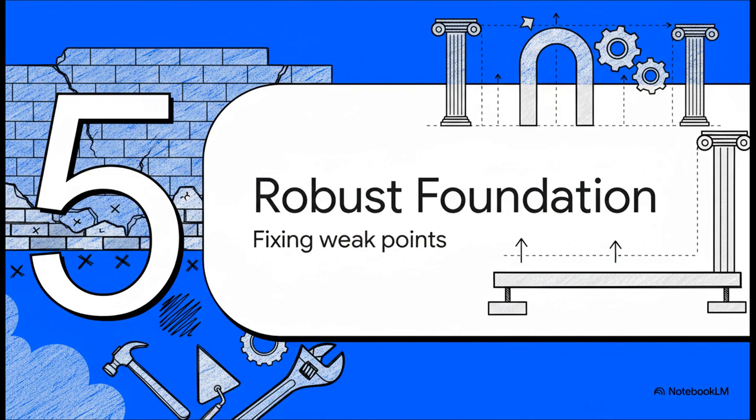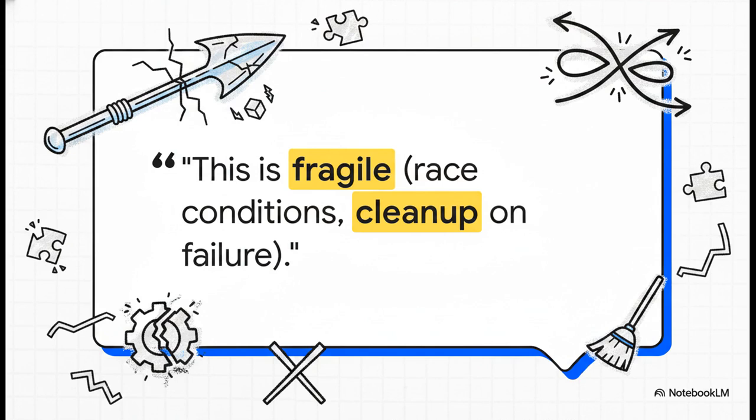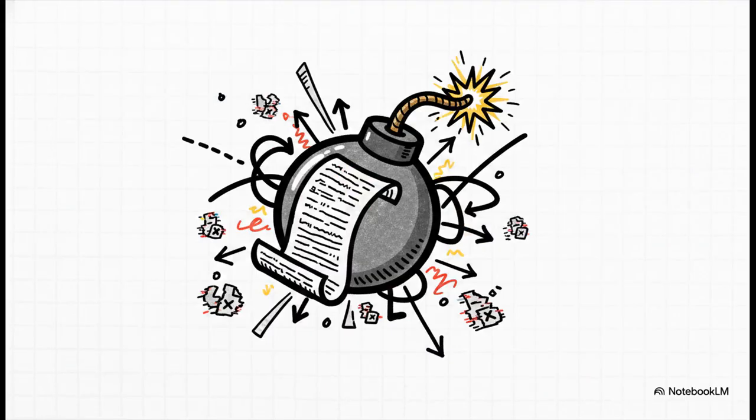Okay, for our final section, we're going to zoom out a little bit. We're moving away from the algorithms and focusing on the architecture itself. It's time to talk about building a truly robust foundation, and that means fixing some pretty big weak points. And this quote here comes directly from the source material, and it does not pull any punches. "This is fragile. Race conditions. Clean up on failure." See, this isn't about making the model a little bit better. This is about the whole system being unstable and unreliable. It's an architectural problem.